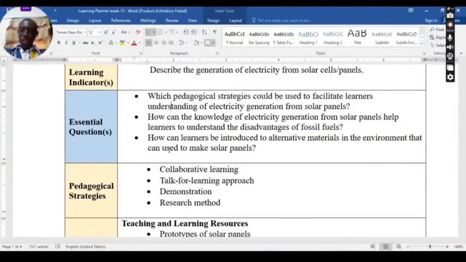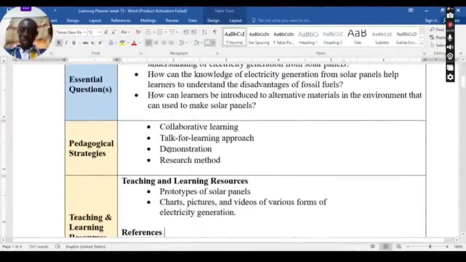The first one should be a question for the teacher: which method, which pedagogical strategy is he going to use to help learners understand the LI. The second one should be about the environment. The third one should be about the learner. I hope it is clear. Always come back to the essential question, so that whatever you are typing doesn't go off track from what you have stated here. Very, very important. It is the core of this whole learning planner. So take note.